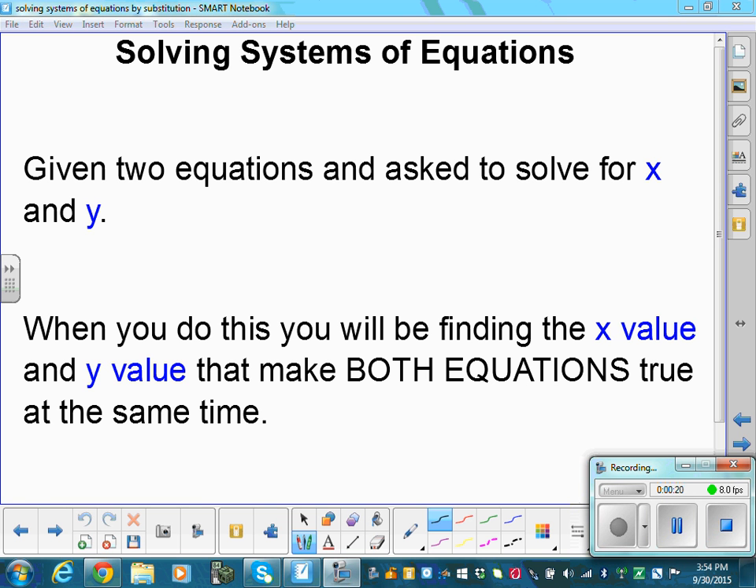Now, when you do this, you're going to be finding the x value and the y value. You're going to be solving for it algebraically. These x and y values that you're finding are the x and y values that make both equations true all at the same time. So the reason we set these up the way we do is so that when we solve for x and y and plug it back in, it'll work for both equations. It'll make both equations true. So we're going to be given the system, and then we will solve for x and y.